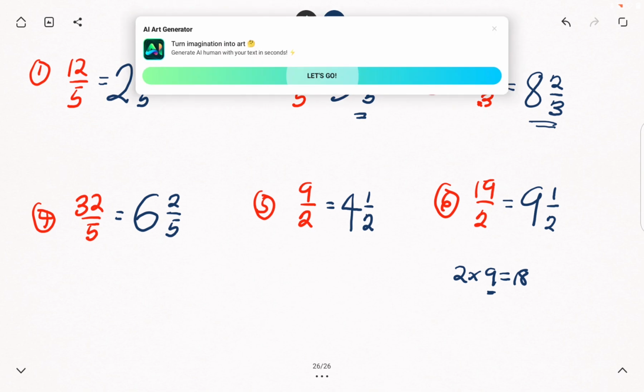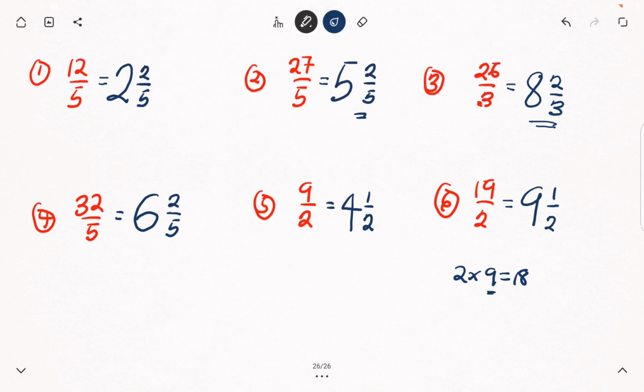and this is how we convert an improper fraction to mixed fraction. We ask ourselves how many times will the denominator enter the numerator, and we write that as a big number. The amount that is left, or the number that is left before we get to that numerator, we write as the remainder, then we divide it by the denominator to get our answer.